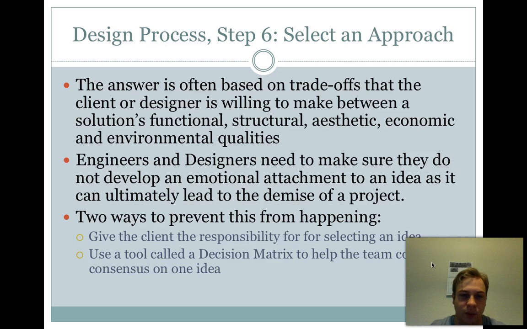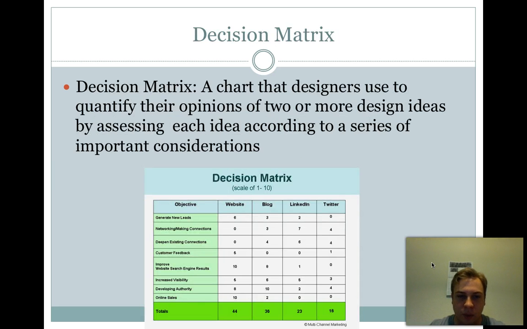Two ways to prevent this from happening. 1. Give the client the responsibility for selecting an idea, and 2. Use a tool called a decision matrix to help the team come to a consensus on one idea. Here's a decision matrix. Decision matrix: a chart that designers use to quantify their opinions of two or more design ideas by assessing each idea according to a series of important considerations.